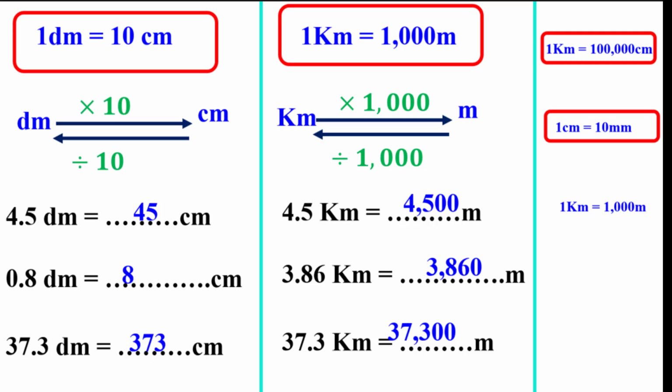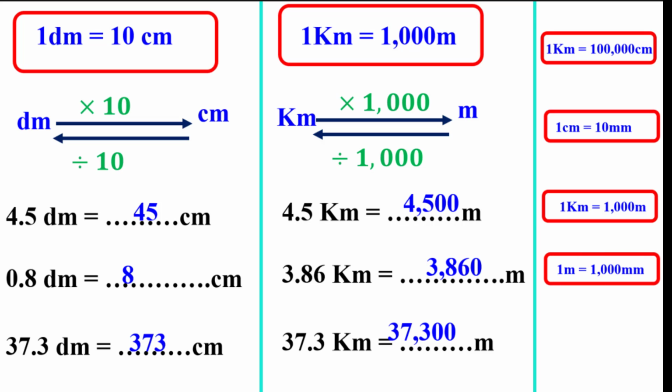And 1 kilometer equals 1000 meter. Don't forget, we studied before here. 1 meter equals what? Millimeter. 1 meter equals 1000 millimeter. Don't forget this relation. And we studied before that 1 liter equals 1000 milliliter.